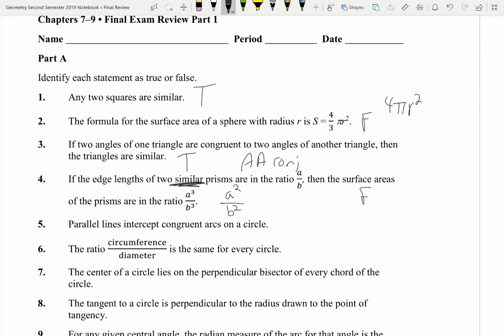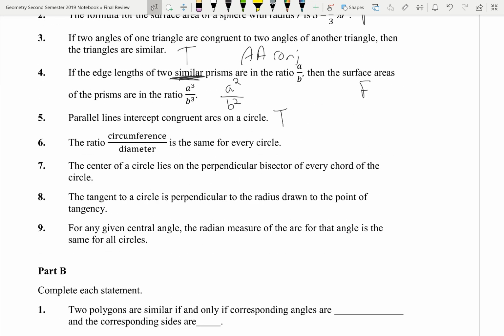Parallel lines intercept congruent arcs on a circle. That is true from a chapter 9 conjecture. The ratio circumference over diameter is the same for every circle. That is true. Why is that true? Well, circumference is 2 pi r or pi d, and the diameter is 2r or just d. You notice how that cancels, and you're left with pi. And so circumference over diameter is the same for every circle.